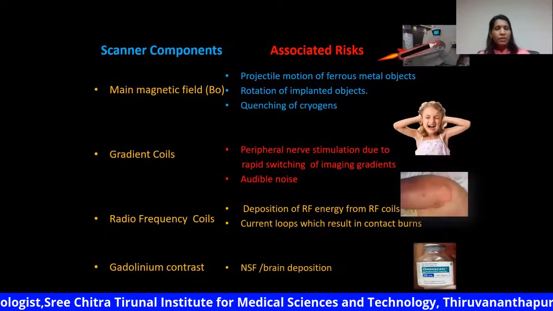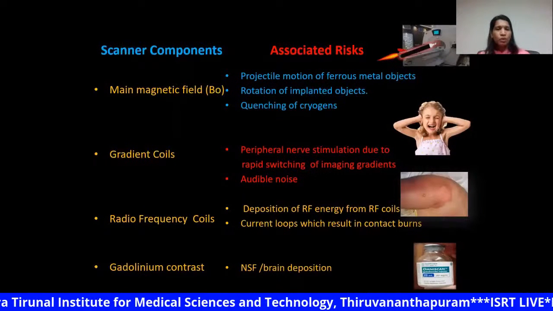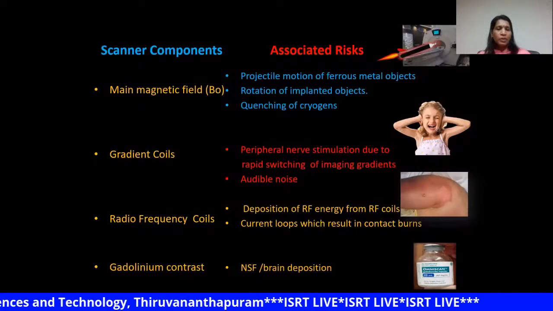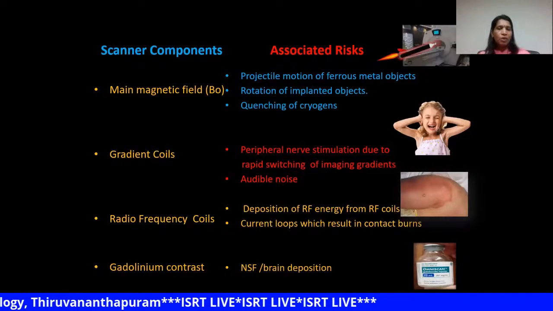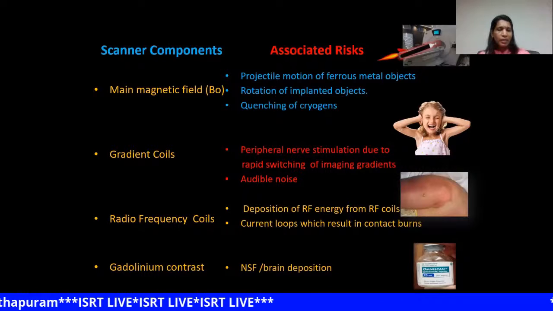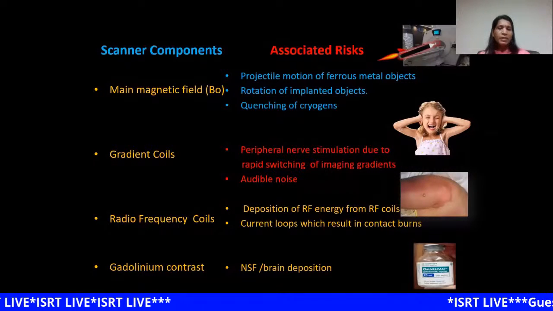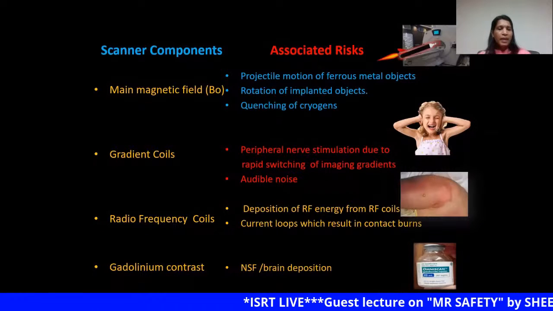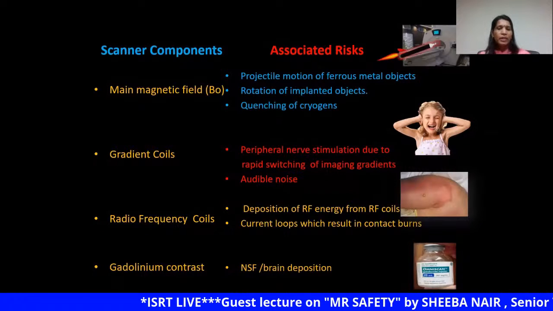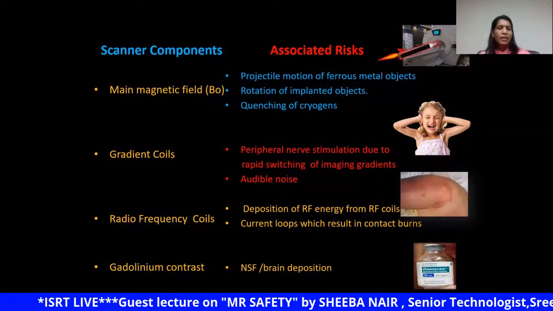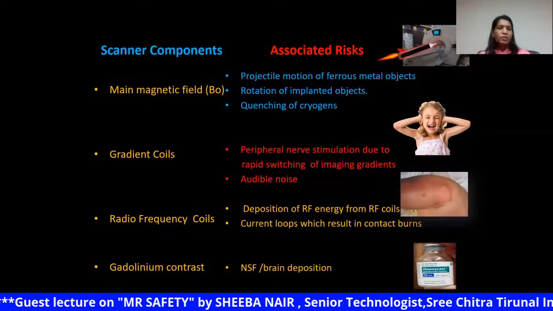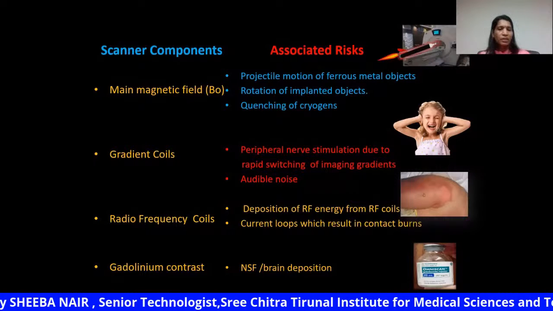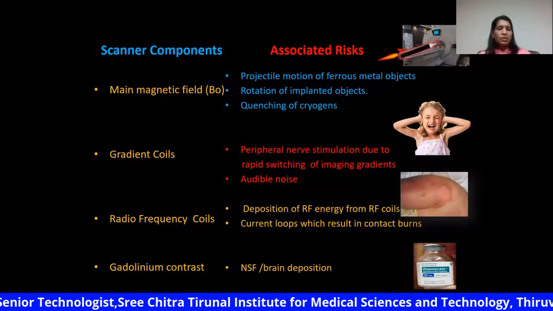So in MRI, we use a static magnetic field to produce magnetization in the patient body. And in order to produce an image, we need to switch the gradients on and off at a rapid rate, because cross-sectional imaging is possible by the application of these gradient coils. And the magnetization produced in the patient body is measured by using the radio frequency pulse. So for the excitation of magnetization, we require the radio frequency pulse.